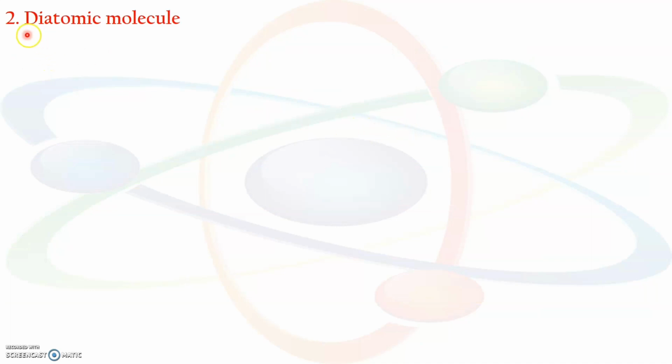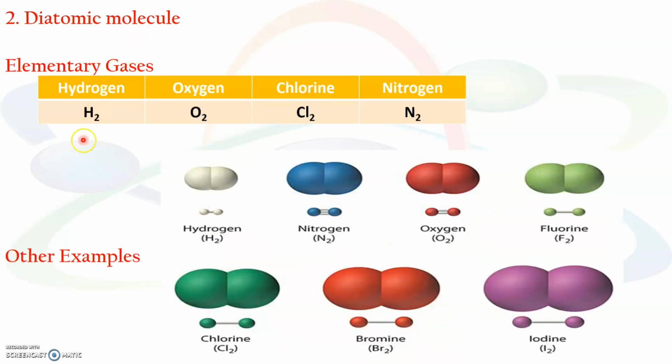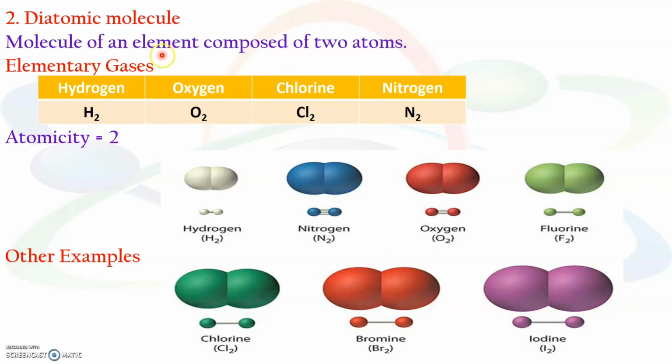As the name suggests, di means 2. So in case of diatomic molecules, the total number of atoms that are present in a molecule will be equal to 2. Like how you see here, in the case of molecule of hydrogen, oxygen, chlorine, nitrogen, bromine and iodine, all these are found to be composed of 2 atoms, and therefore their atomicity is equal to 2, and therefore these are called as diatomic molecules. Or in other words, these are molecules of an element that are composed of 2 atoms.